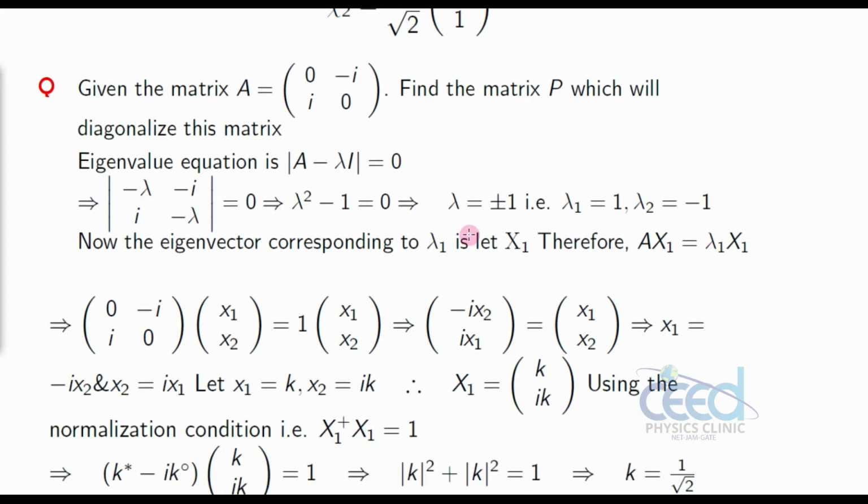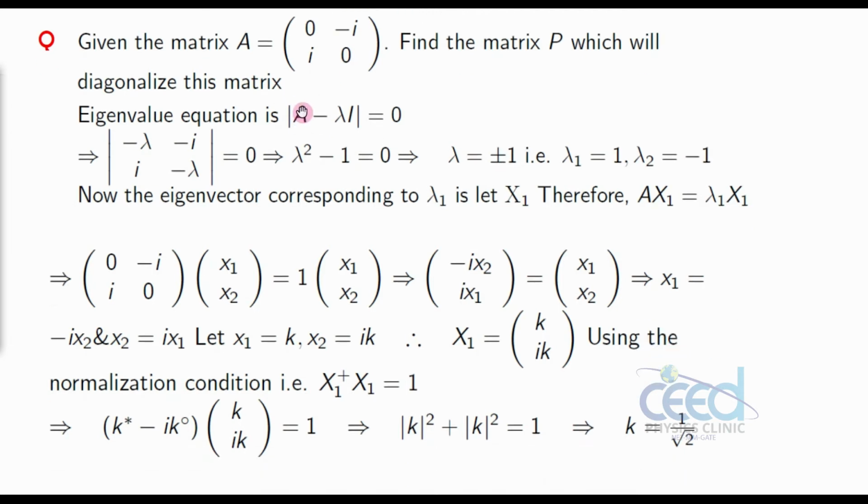So what is diagonalization? After this session we are going to discuss what diagonalization is. Before that, I can show a question from this part, that is how to diagonalize a matrix. We will discuss the diagonalization in the next class. Here we have a question: given a matrix A equal to 0 minus i, i 0, find the matrix P which will diagonalize this matrix.